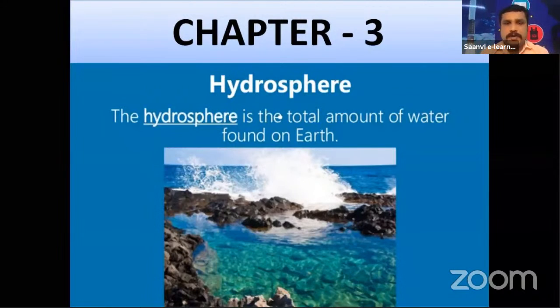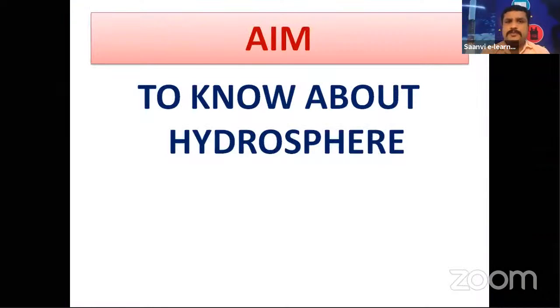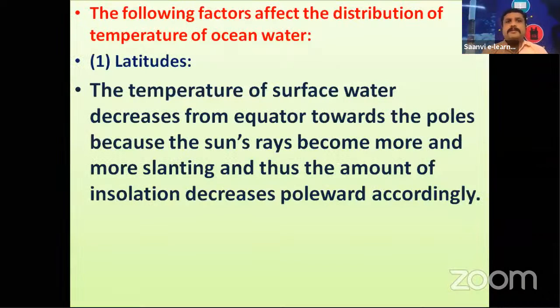Hydrosphere, the definition you all know now. The total amount of water found on the earth is called hydrosphere. Today's first topic is the factors that affect the distribution of temperature of the ocean. Already we have discussed this topic in the last session. Let's quickly check this. What are the factors that affect the distribution of temperature of the ocean? Latitudes. The first factor is latitude.